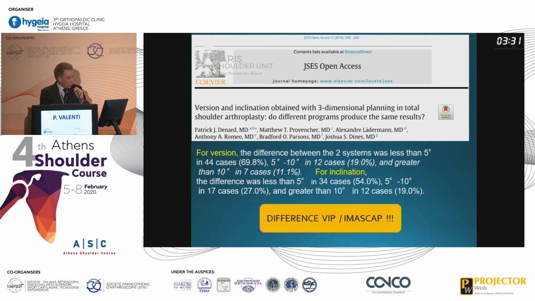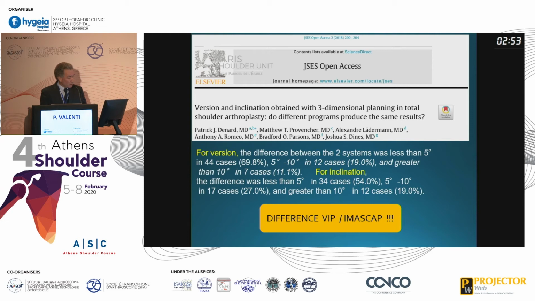So another problem is that you use different systems of reconstruction from 2D to 3D. For example, Patrick Denard compared IMASCAP and VIP, and there is a difference of version in 7 cases, and in 12 cases more than 5 degrees of version. It's a lot. More than 10 degrees is 11%. And this is the same difference in inclination.